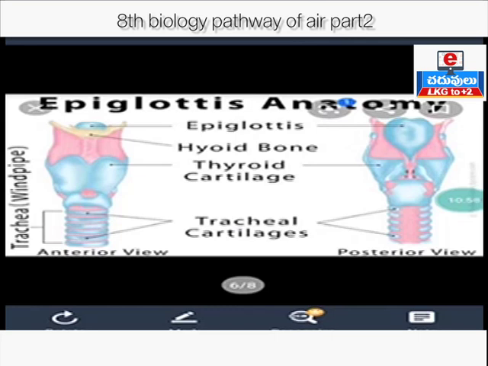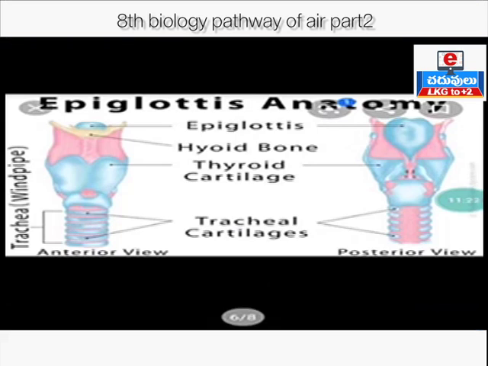And when we swallow food or drink, the epiglottis moves and performs its vital function. Otherwise there is no movement in the epiglottis. Not during breathing, only at the swallowing and drinking time does the epiglottis move and perform its vital function.